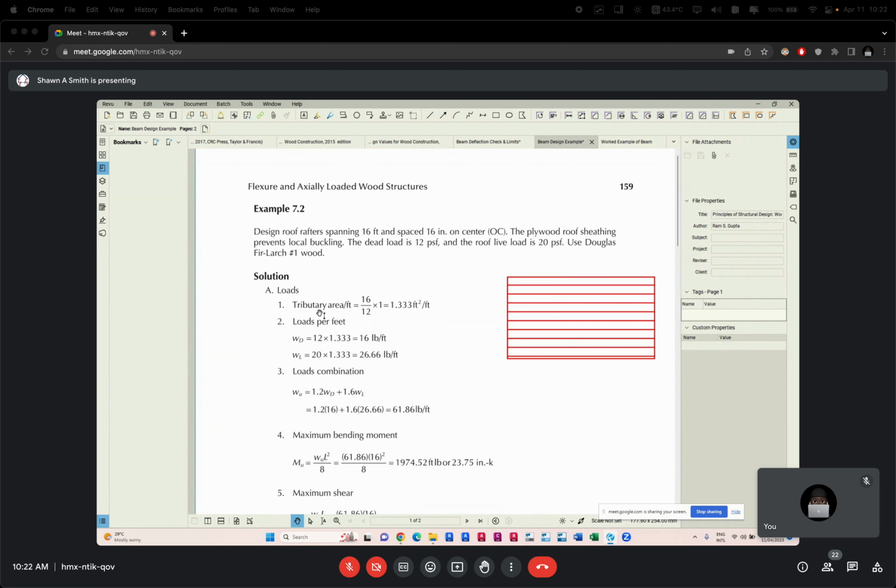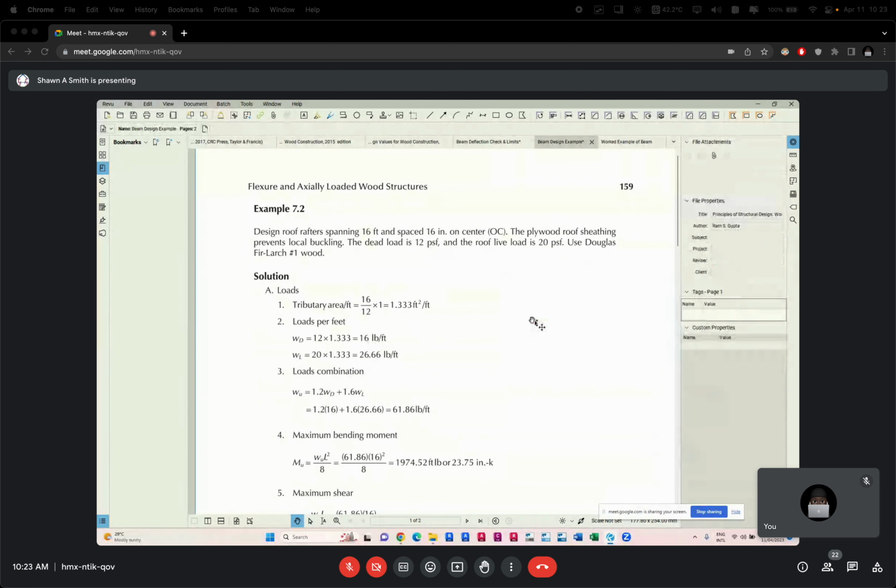All right. So for your dead load, they give you the value as 12 pounds per square foot. If you multiply by the tributary length, then that would give you the linear load on the rafter itself. So the dead load converts to 16 pounds per foot on the beam. Similarly, your live load carried onto the beam as a linear distributed load is 26.66 pounds per foot.